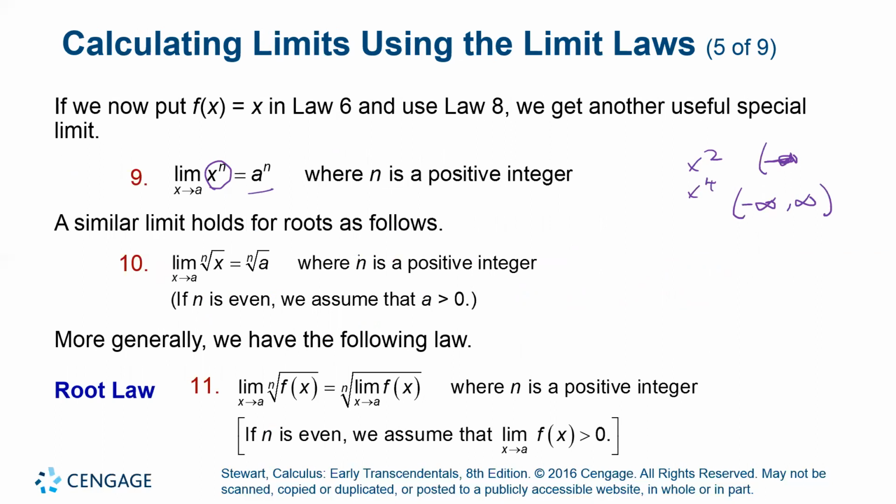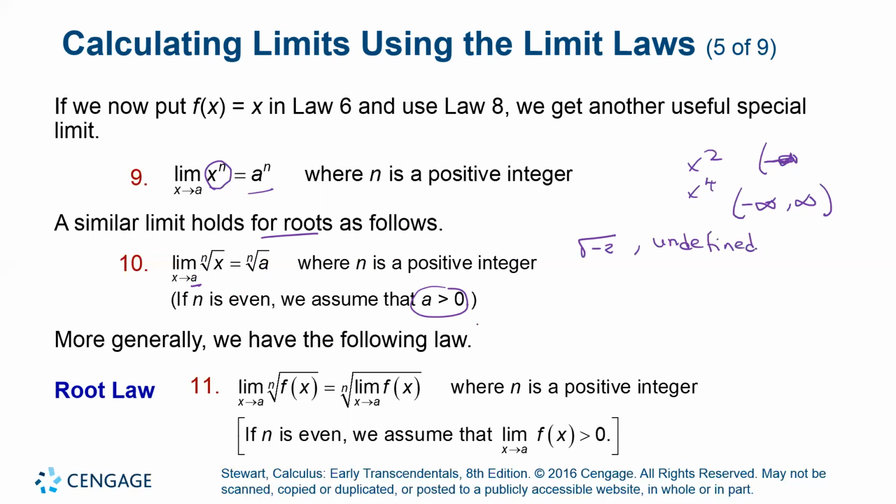Now all these laws that we talked about also hold for roots. So that gives us the next two. If I take the limit as x approaches a of the nth root of x, it is the same as substituting a inside, provided that a is positive. Because if I have -2, this is undefined, right?